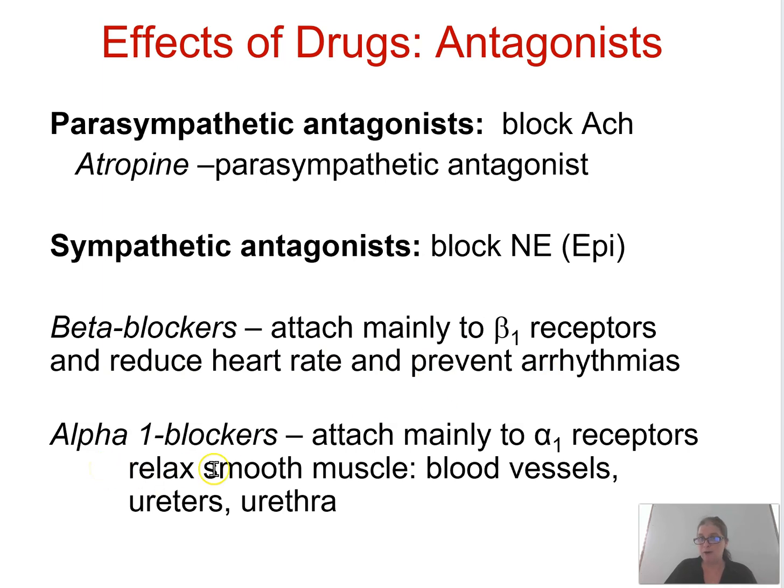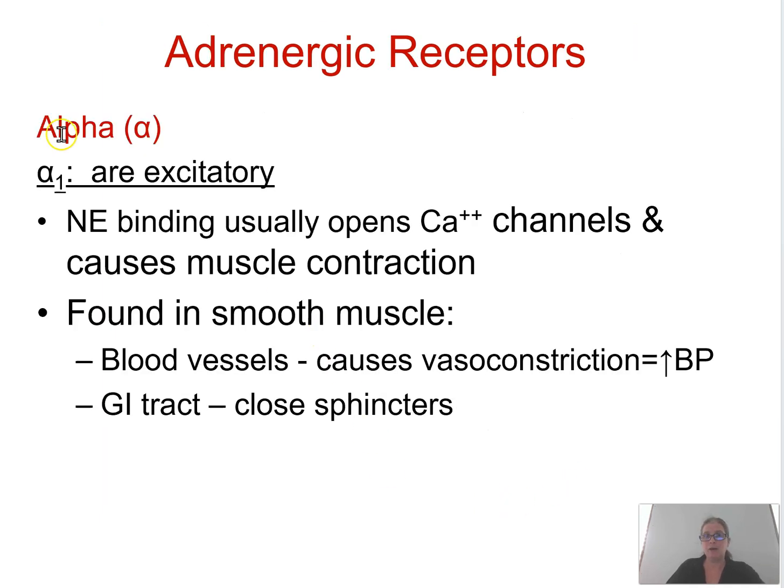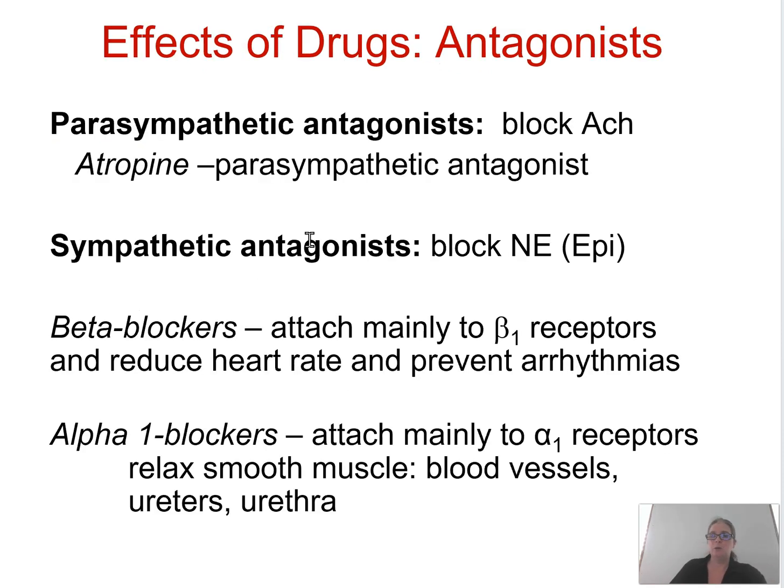There's alpha 1 blockers. These block the alpha 1 receptors. Remember, we said that if norepinephrine binds to an alpha 1, it's going to cause contraction of smooth muscle. So we would be looking at vasoconstriction of blood vessels, which would raise your blood pressure. Well, we block the receptor, now the muscle relaxes. So now your blood vessels open up, they vasodilate. This can be used in your ureters and urethra for your urinary system. Maybe there's a kidney stone, so it can help relax and open those muscles up.